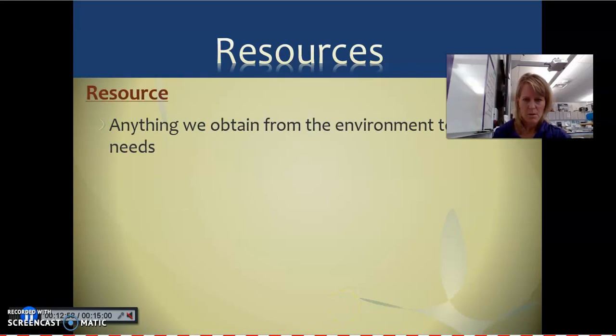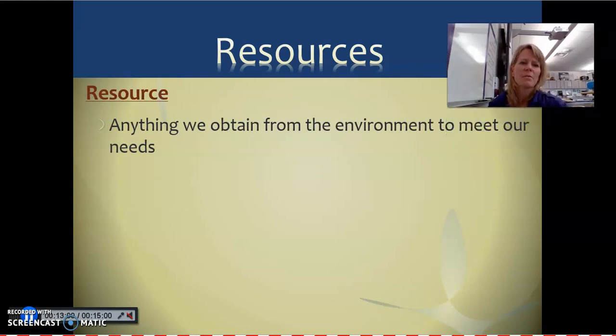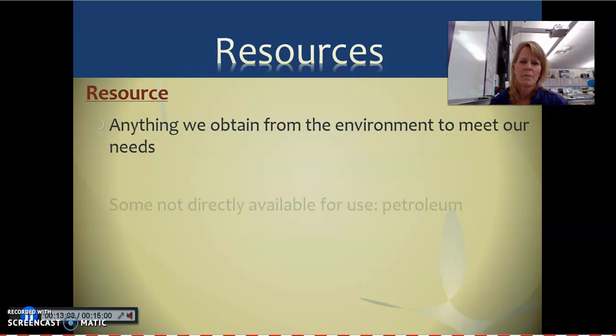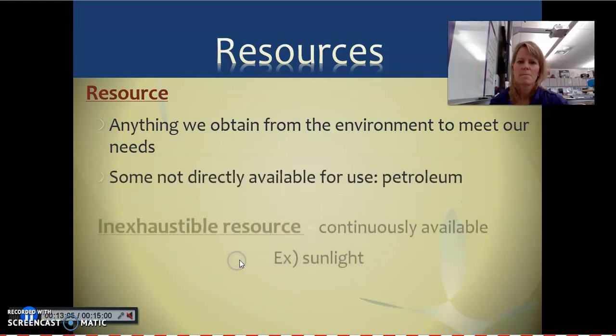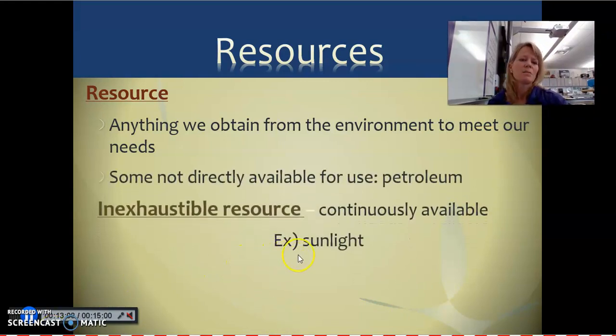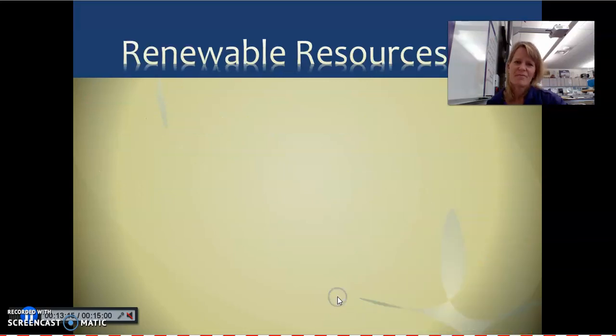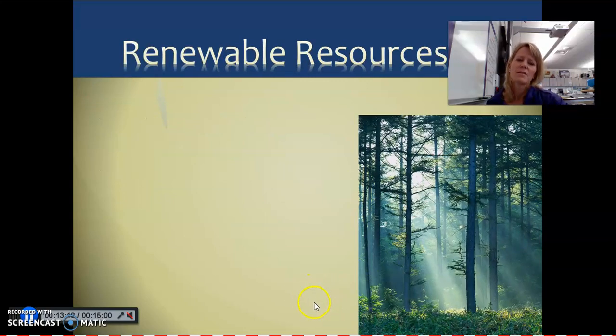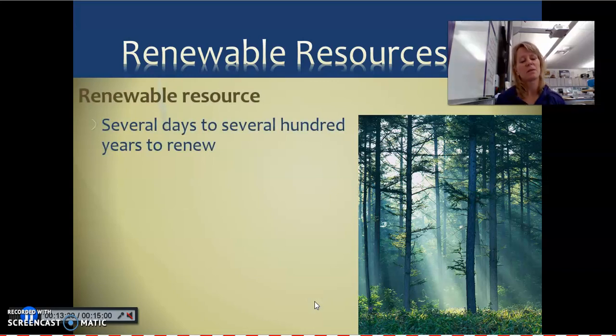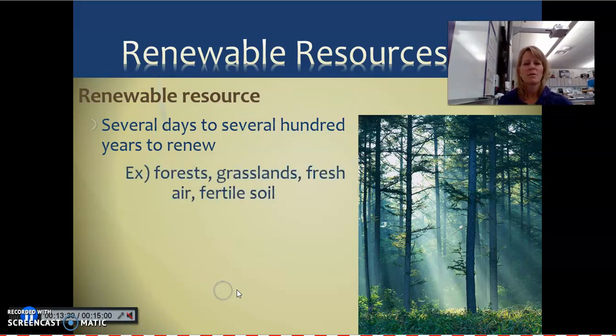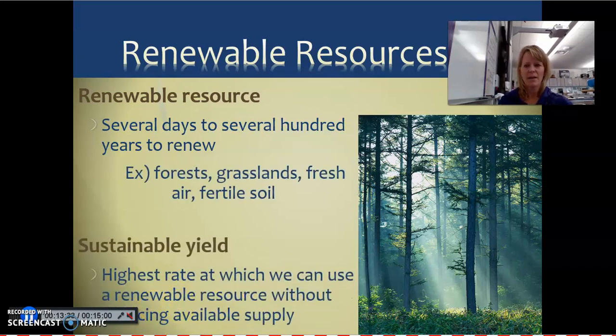All right, so resource: anything that we can get from the environment. Inexhaustible is something that's always going to be available. Hopefully the sun's not going to stop shining anytime soon. And renewable resources are basically something that we can get back. If we use it, we can get it back, and it might come back really quickly, or maybe it'll take several hundred years, but it's still renewable. And then non-renewable, we are not ever going to get it back.